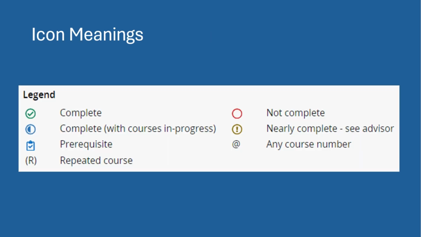So RAMPath is very much a visual tool, so there are several little icons that you are going to want to pay attention to. There is the complete green check mark and a green circle, the in progress, which is the blue half filled in circle, the prerequisite course, which is a blue box with a check mark. My repeat course is going to be an R in parentheses, and then my incomplete course is going to be an empty red circle. And there are, of course, two more, but those are the primary ones that you're going to run into the most.